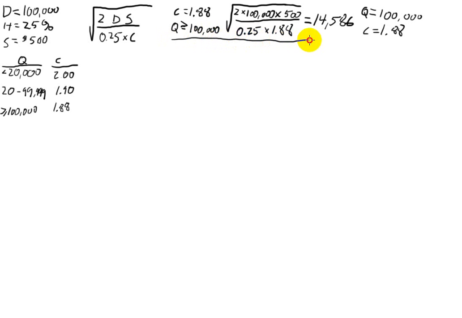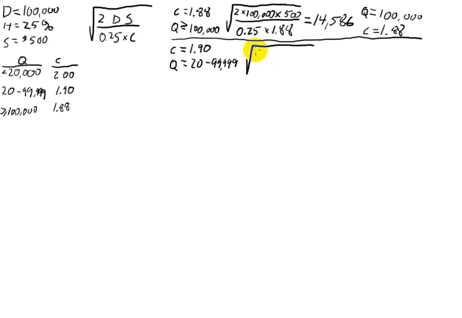All right, so that was our first one. Now, if this EOQ had turned out to be in the range where this is the relevant price, that is, if the EOQ had turned out to be more than 100,000, we could stop right now. No need to do any more EOQ calculations. But obviously that didn't happen. So now we will look at the next most expensive price, when the cost is $1.90. In that case, Q has to be between 20,000 and 99,000.